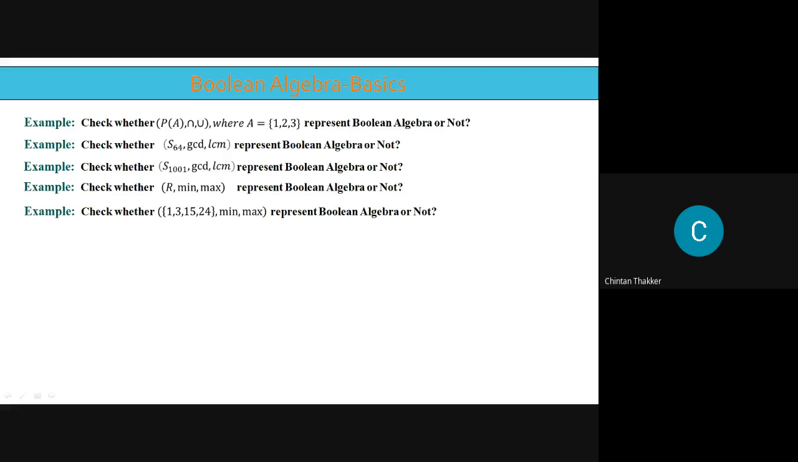Okay, similar way here, see, if we take the S64, then 64 means 2 raised to 6, so 2 repeated, so that means it is not a Boolean algebra. Then we have 1001. What is the prime factorization of 1001?